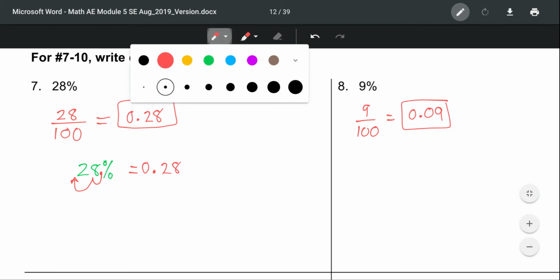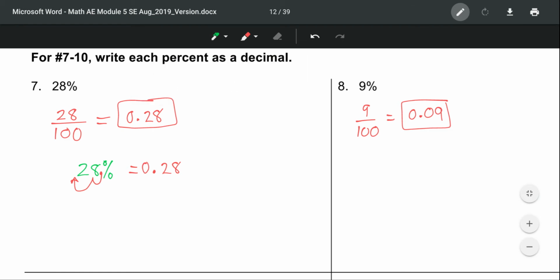We can do the same thing with 9%. If you have 9%, the decimal is right after the 9, so you can move the decimal 2 places to the left, and you'd have 0.09.